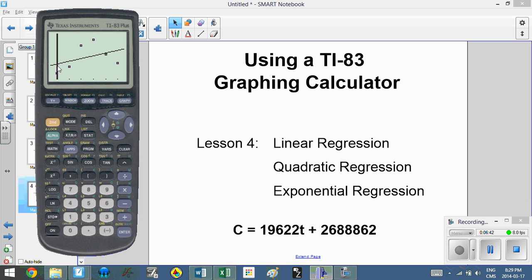So I'm going to stop the video here for the linear regression because it's almost 7 minutes at this point, and then I will do the quadratic regression separately.